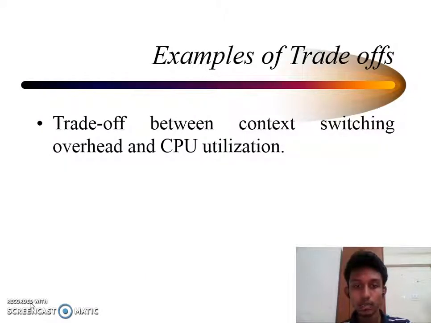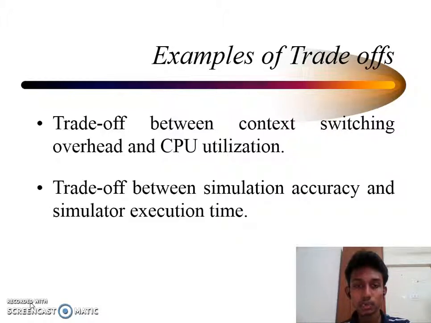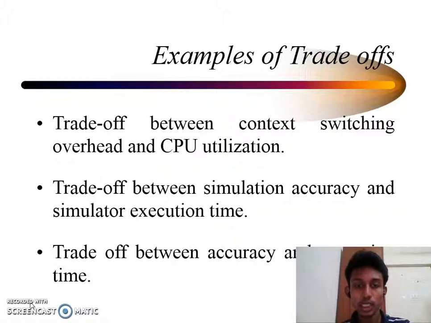Okay, so here are some examples for better understanding of trade-offs. Trade-off between switching overhead and CPU utilization. Trade-off between simulation accuracy and simulation execution time. Trade-off between accuracy and execution time. So all these are some kinds of trade-offs which could be performed to achieve a better design in our software hardware co-design.